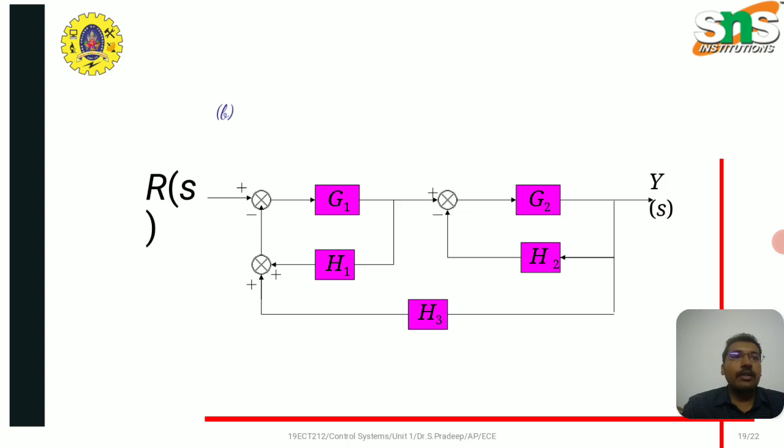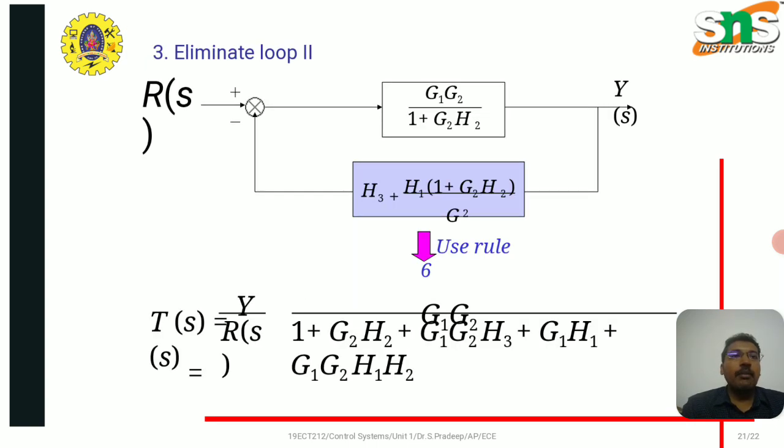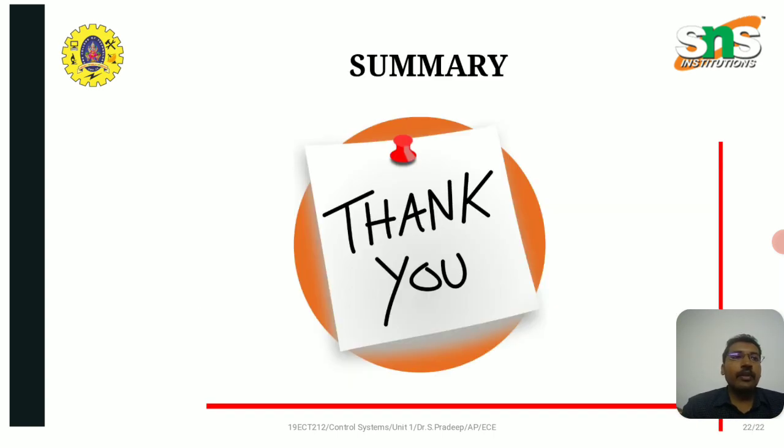Another example. Eliminate loop 1 and moving pickoff point A behind block gives the block diagram reduced to the form. Eliminating loop 2 and using the rule 6, we get Y of S divided by R of S in a single equation. Thank you.